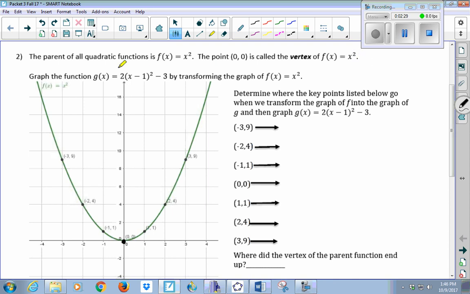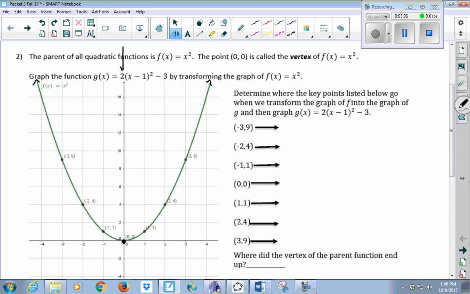So graph the function g of x equals 2 times the quantity x minus 1 squared minus 3 by transforming the graph of our parent function f of x equals x squared. So with all of our work on transformations, we're going to take a couple of these key points that lie on f of x equals x squared, and use our transformations to find some points on our new function g of x.